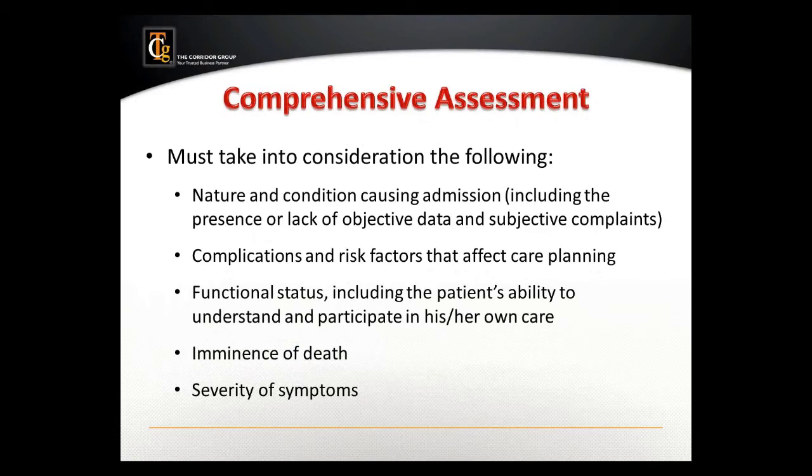Okay, so the comprehensive assessment has to take into consideration these 5 bullet points, and this is specifically listed in the conditions of participation and in that surveyor manual. So when the surveyor pulls out a comprehensive assessment, they're looking to make sure all of the items on the previous slide were addressed, but they're also looking to make sure that there's documentation concerning the nature and condition causing admission. That can be something that's referenced on the comprehensive assessment as being in another part of the chart, but there should be some summary there about why now this patient is all of a sudden admitted to hospice.